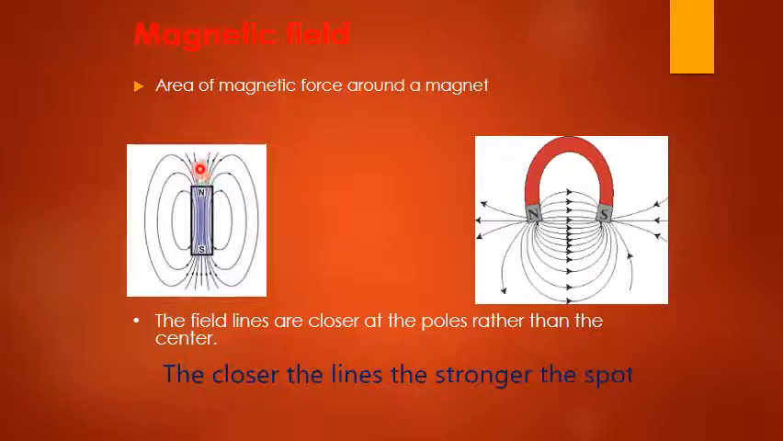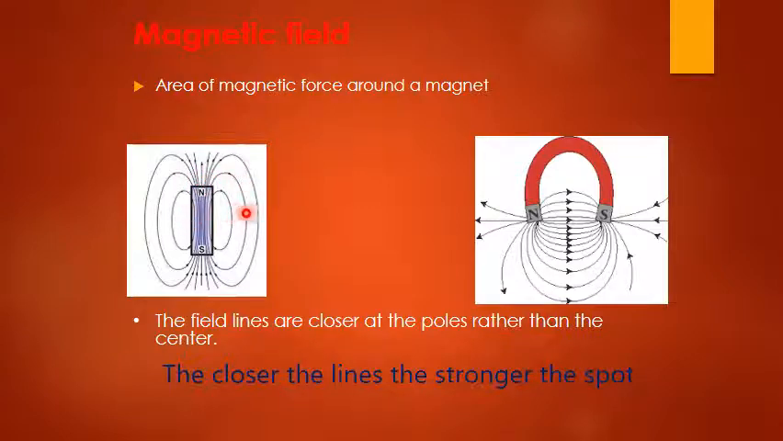So as you can see, at the two poles, the north pole and the south pole, you will find that the lines, or the magnetic force, are very strong, because the more the lines, the stronger the magnetic force. So you will find that the magnetic force at the two poles, the lines are very close to each other, as you can see.